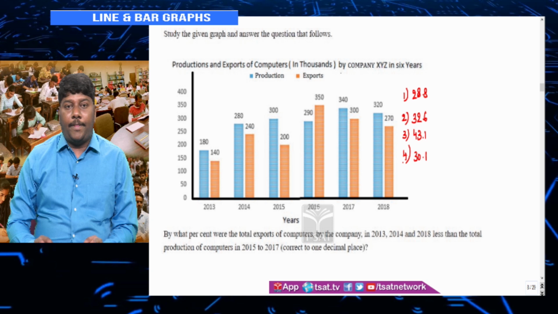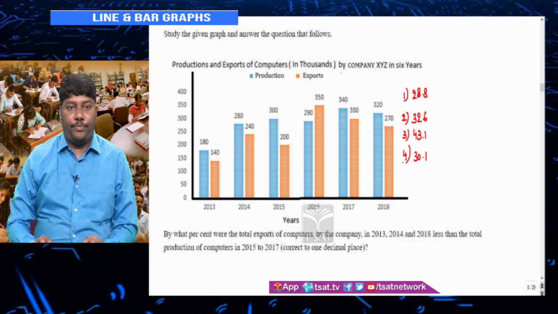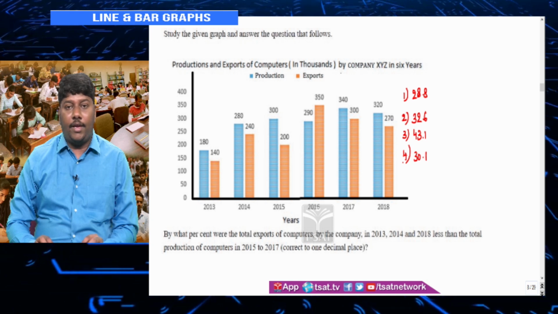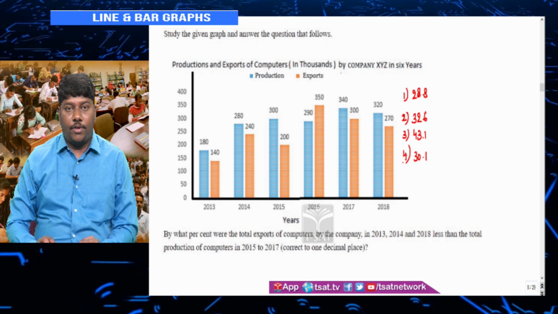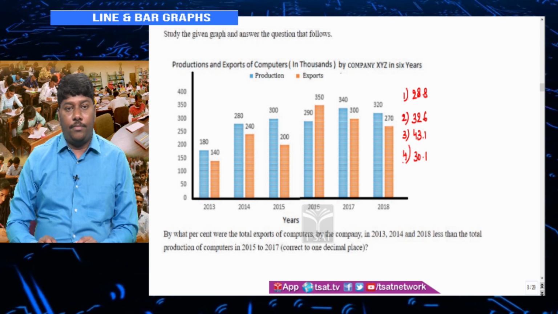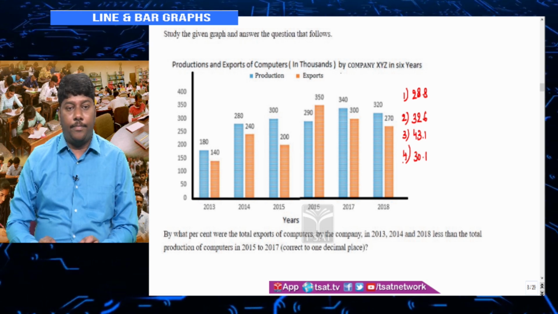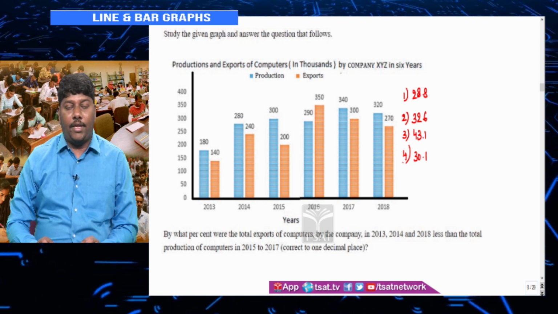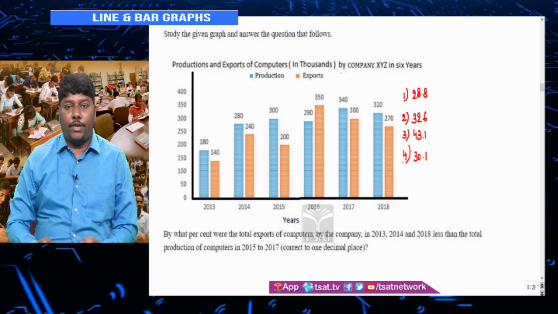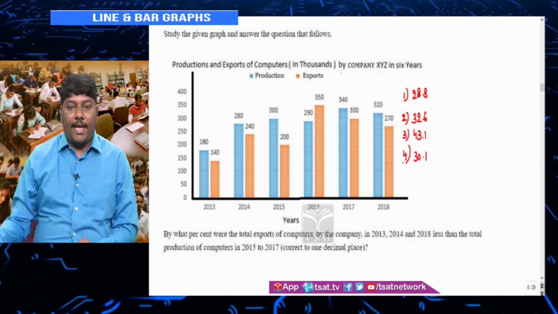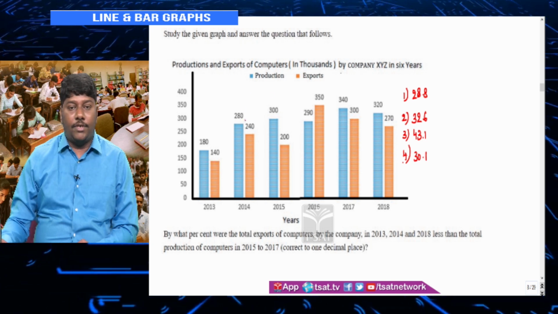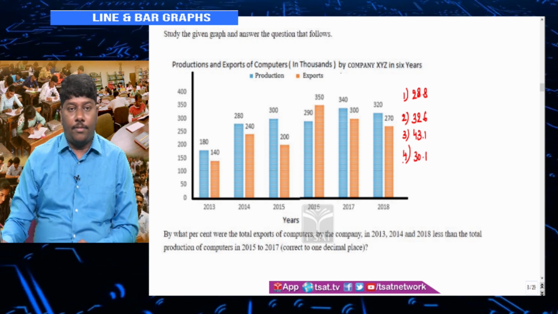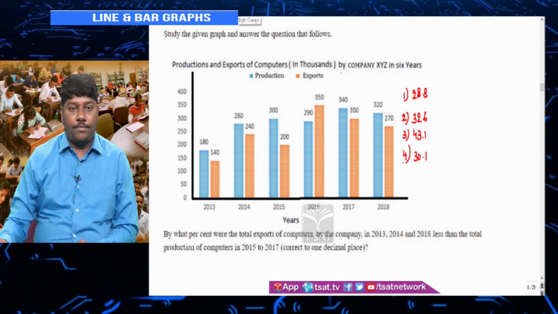Study the given graph and answer the questions that follow. Production and exports of computers in thousands by company XYZ in 6 years. Production is given in blue color, exports were given in orange color. By what percent were the total exports of computers by the company in 2013, 2014 and 2018 less than the total production of computers in 2015 to 2017? Less than means percentage decrease anyway, but first find out. Exports are actually orange color, 13, 14, 18. So look at 13, 14, 18 first.